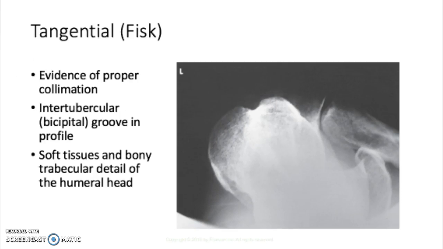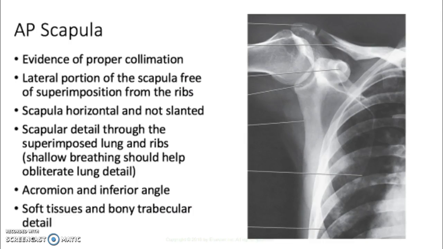Here's the bicipital groove. You can take a look at that. And your AP scapula, you can see the whole thing in here. The technique needs to be good in order to see the whole scapula behind the ribs.